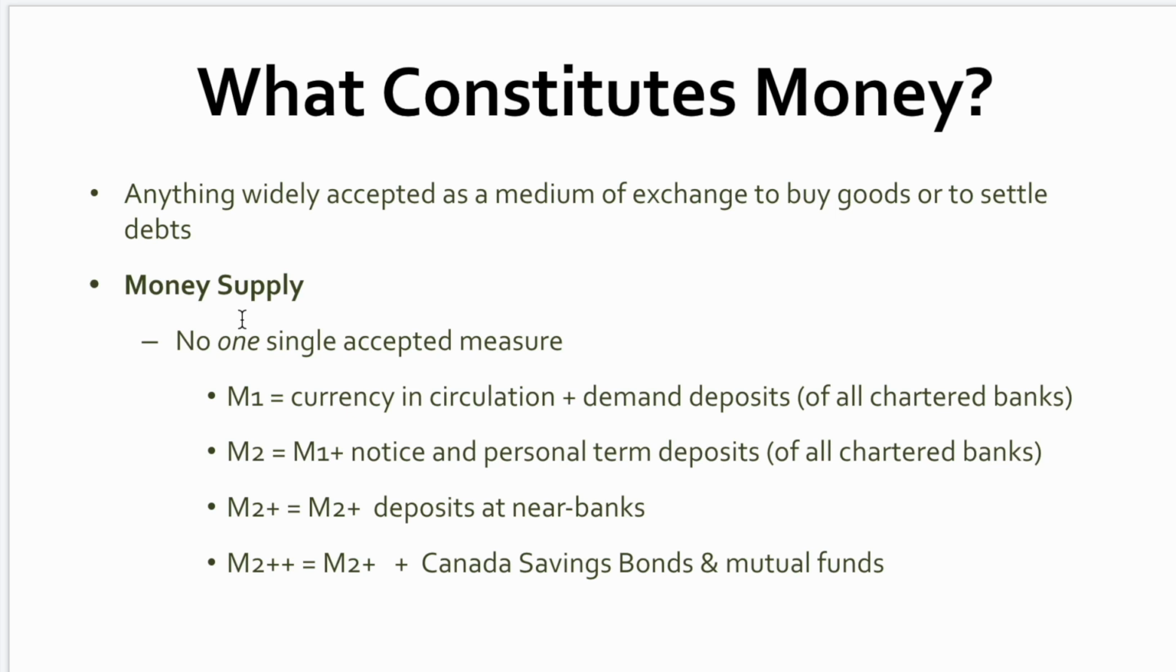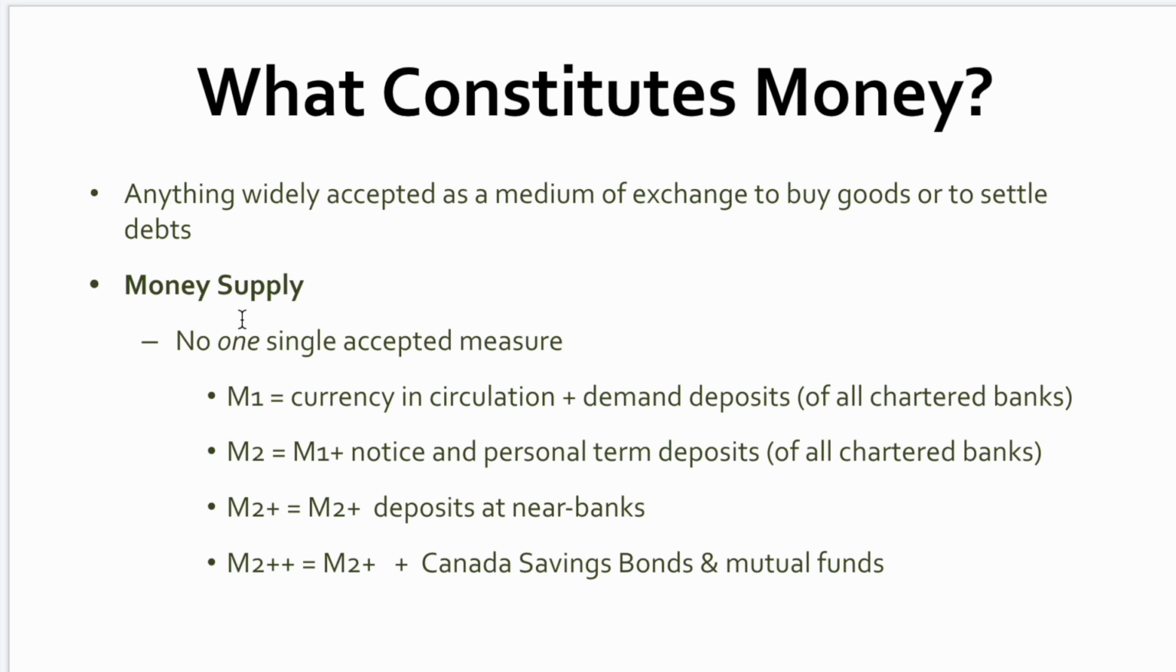Now, if we add on one more thing, which is term deposits in chartered banks, which are like savings accounts. So if we add savings accounts to that M1, we get something called the M2, which is a broader measure of the money supply. And if we add on deposits in the near banks, such as credit unions and the like, that would give us the M2 plus.